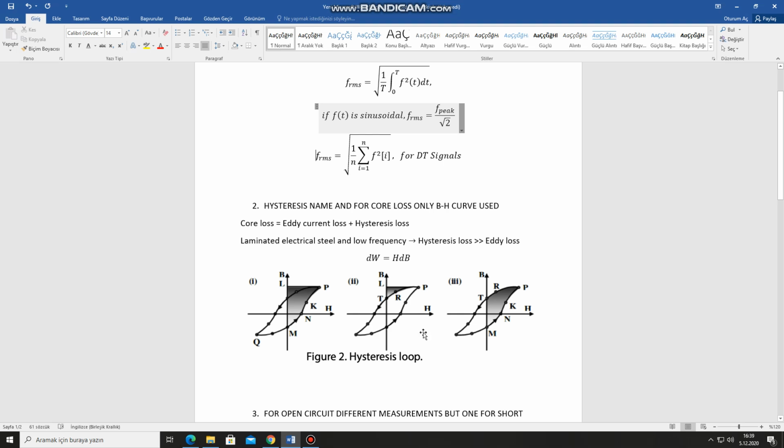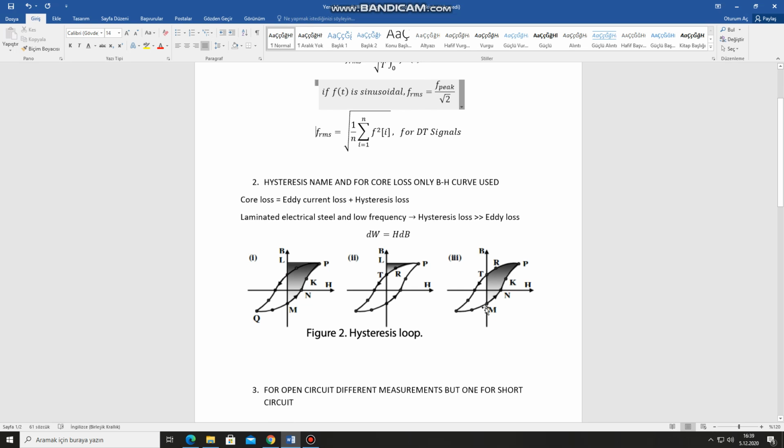And this is the loss for the hysteresis loop. This is the supplied energy for our core for one sinusoidal cycle. And if you sum these two, you get the hysteresis losses for one period.